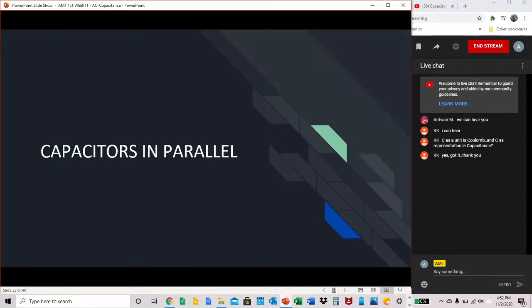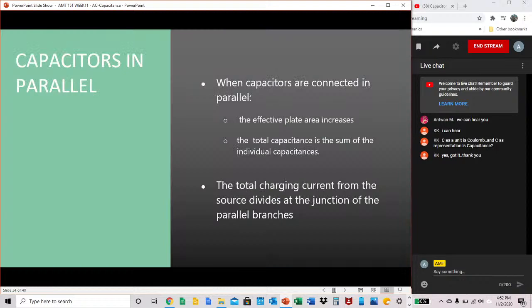Capacitors in parallel. When capacitors are connected in parallel, the effective plate area increases and the total capacitance is the sum of the individual capacitances. The total charging current from the source divides at the junction of the parallel branches.